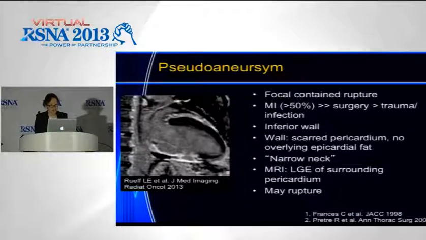epicardial fat. Pseudoaneurysms are characterized by their narrow neck, and on post-contrast MRI, we do see a lot of late gadolinium enhancement of the wall of the pseudoaneurysm. These can rupture either acutely or if it's a large pseudoaneurysm.